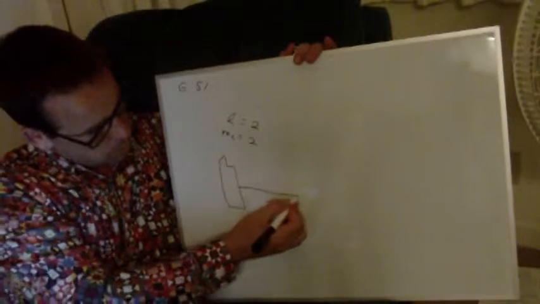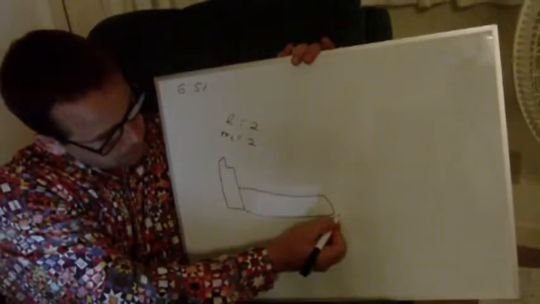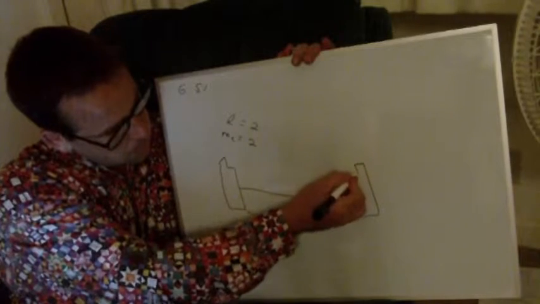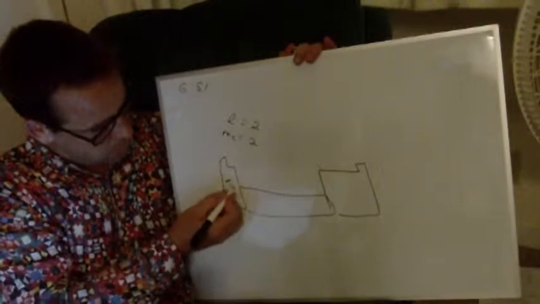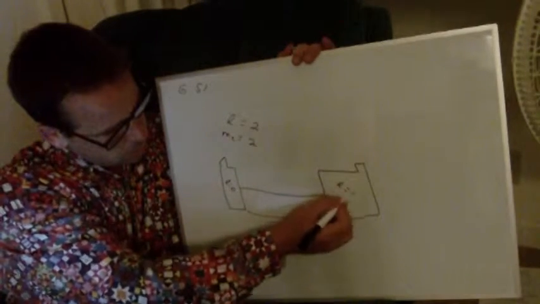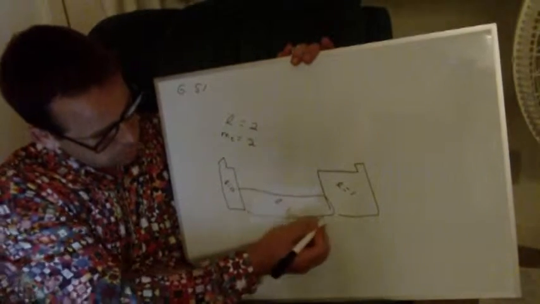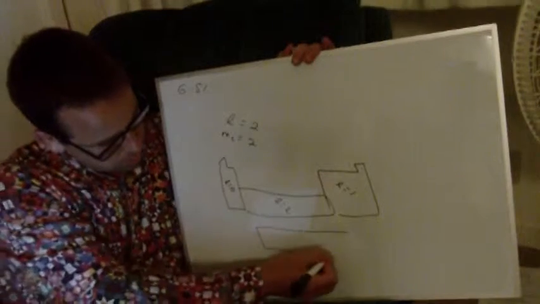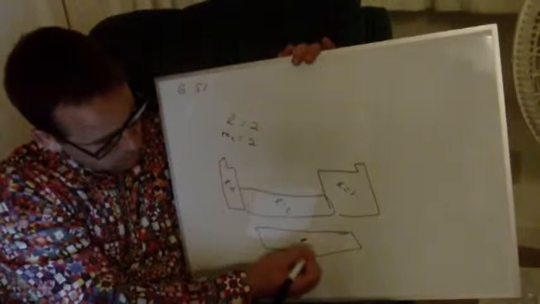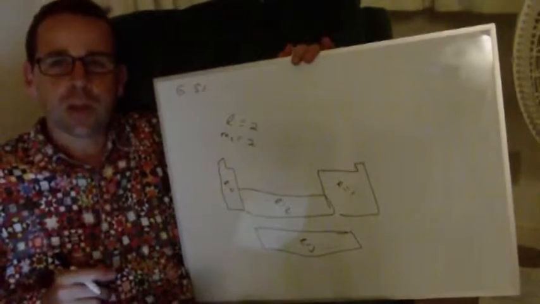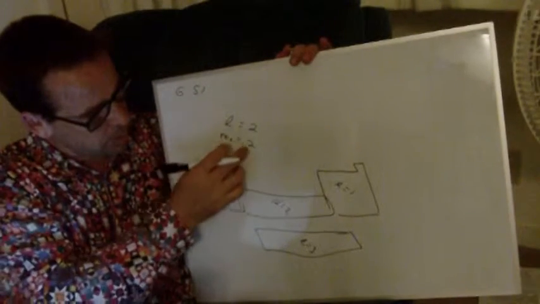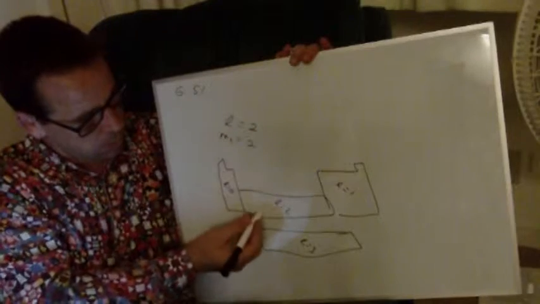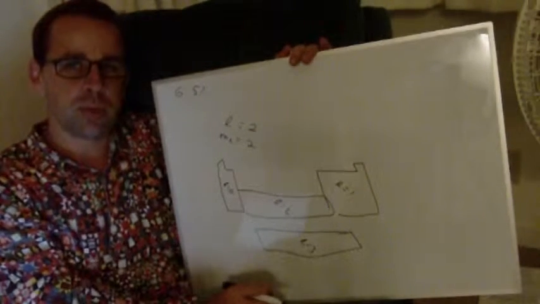What does that 2 correspond to? I'm drawing the periodic table again. This is L equals 0. This is L equals 1. This is L equals 2. And then the inner transition metals down here is L equals 3. So, if m sub L equals 2, L could be equal to 2, or it could be equal to 3.